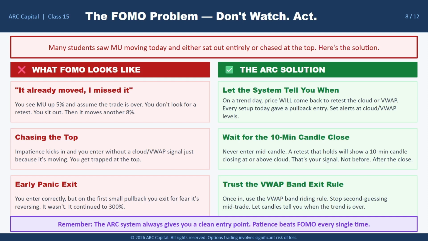After the close, trust the VWAP band exit rule. Once in, use the VWAP band riding rule and stop second guessing mid trade. Let the candles tell you when the trend is over. Guys, don't be that person, and it's easy to. Don't be that person that tries to get the biggest percent and then top ticks the top of the contract. It is unrealistic. You have to be okay, and this is what people are not okay with. But with our system, you have to be okay with it.